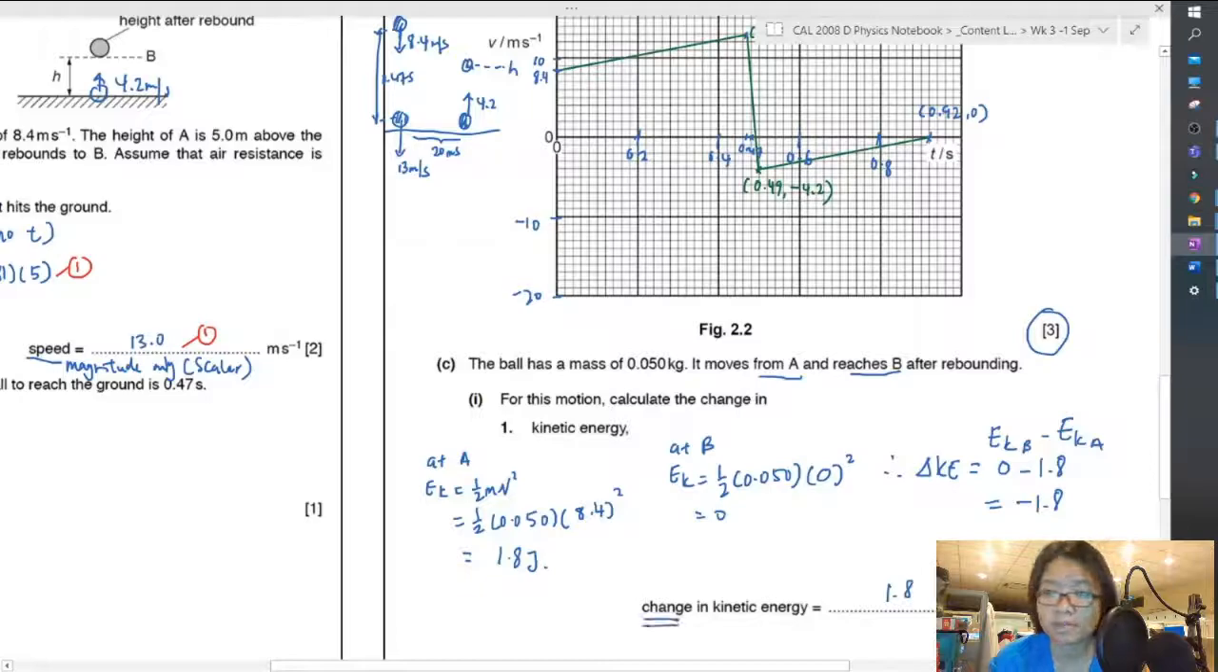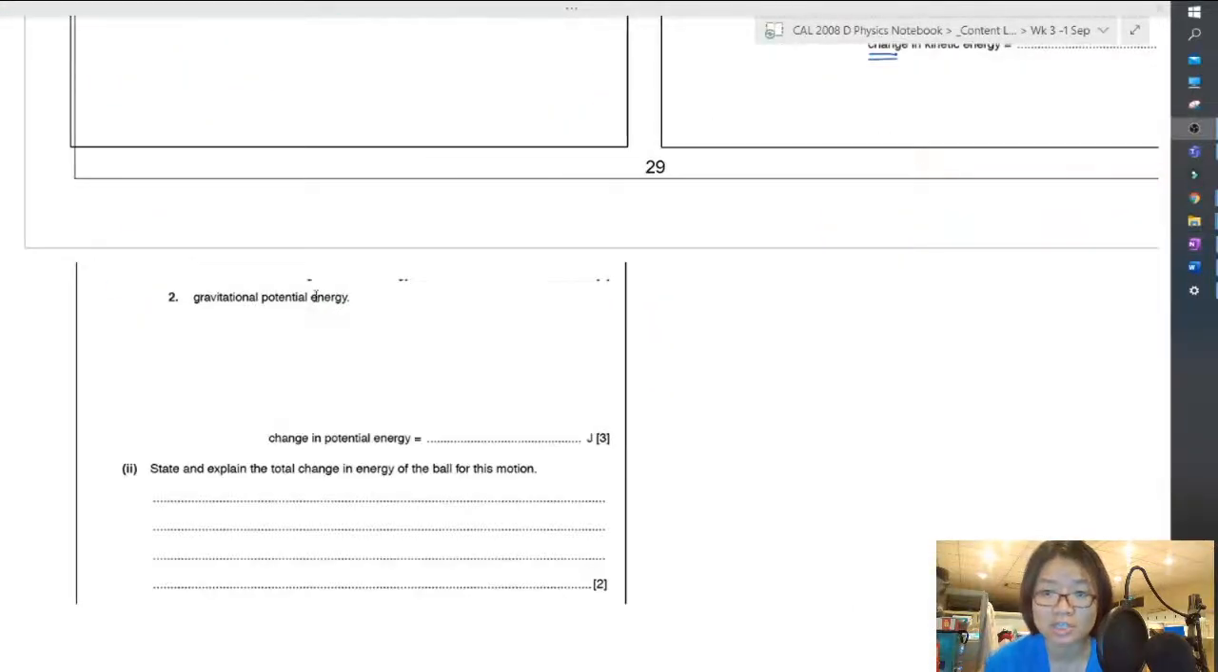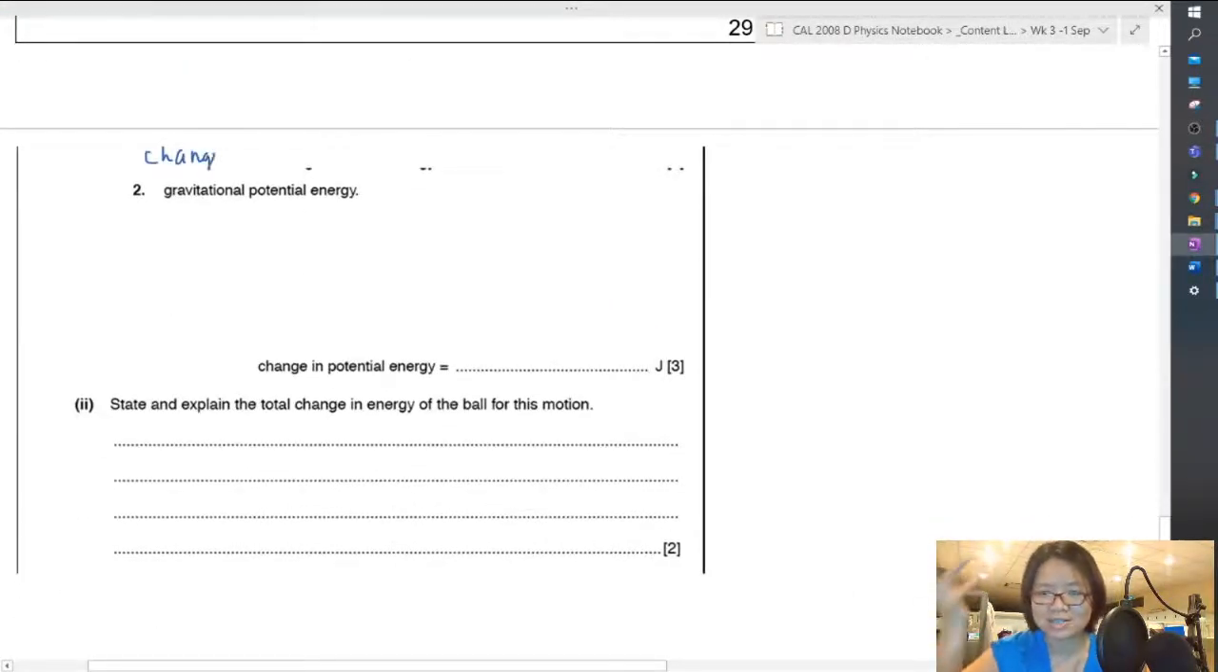Okay, final minus initial. Okay, so change is magnitude only. You want to put negative also can. Negative will tell you that your kinetic energy decreased lah. Naturally, right, because it's not moving.